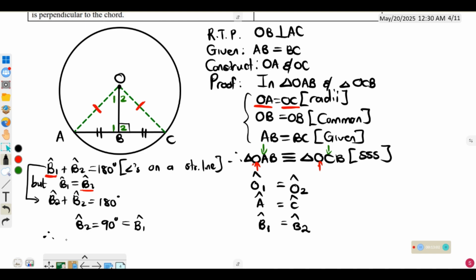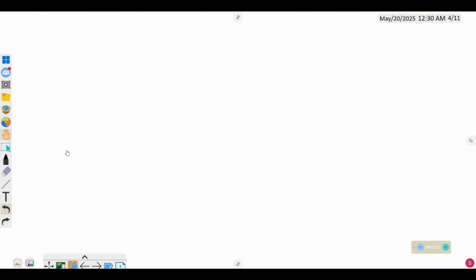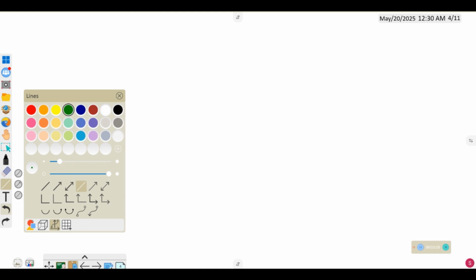And in conclusion, we have what? We have OB, which is then perpendicular to AC. Why? Because we just proved that B1 is equal to 90 degrees and B2. In fact, you don't even need a reason for that. I hope this makes sense. And you should know the difference. Let's just try to point out the difference between the two theorems.